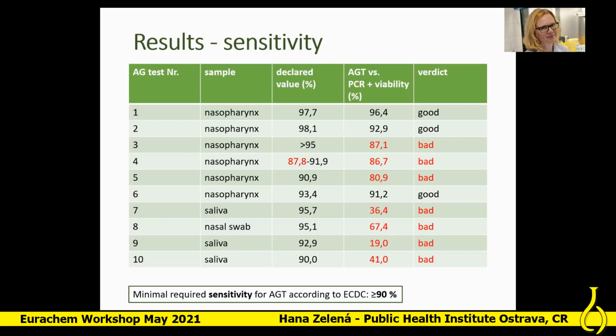had sufficient sensitivity, but in 7 tests, the sensitivity was lower than is required by ECDC, because according to ECDC, the minimal required sensitivity for an antigen test should be 90%. And 7 of the tests which were evaluated in our laboratory performed worse than 90%, although the declared sensitivity was perfect in all of them. Next one. This is the same for specificity.